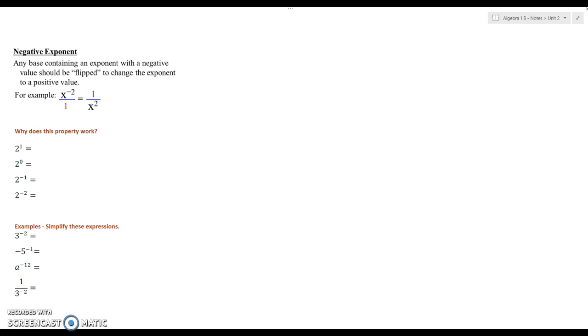Our next topic is negative exponents. So with a negative exponent, we say that any base containing an exponent with a negative value should be flipped to change the exponent to a positive value. So remember, the math word for flipped is reciprocal. So we are going to be taking the reciprocal, and we used that word when we talked about slope. So flipped equals reciprocal.